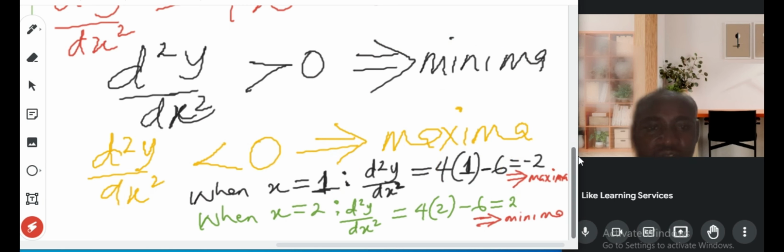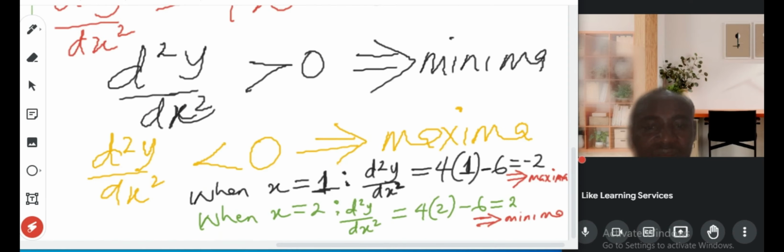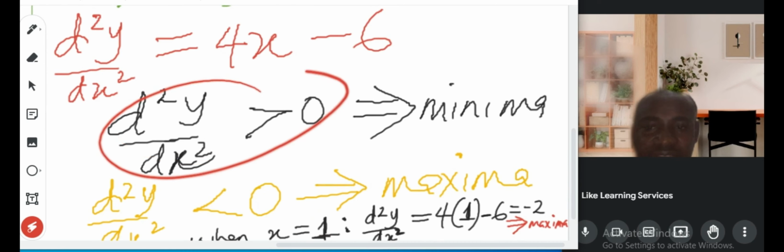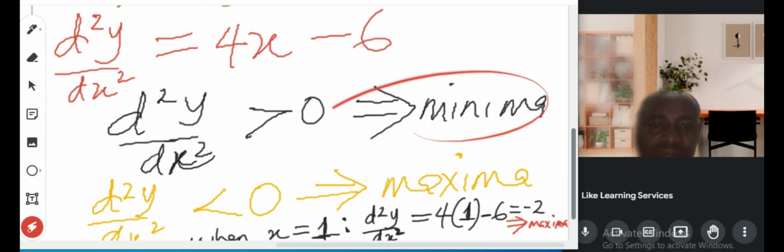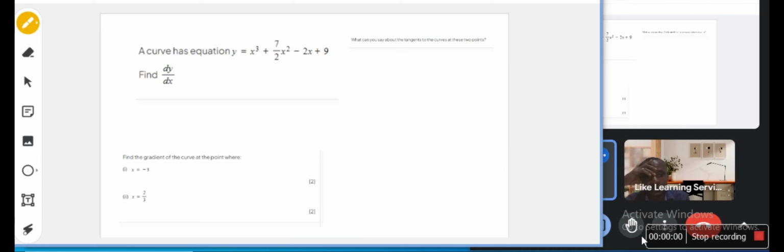Now at x equal to 2, the second turning point, we differentiated again and substituted x equal to 2, and we got 2, which is greater than 0. And when it's greater than 0, it is a minima. So there's a maxima at x equal to 1, and a minima at x equal to 2. That's how we do it.